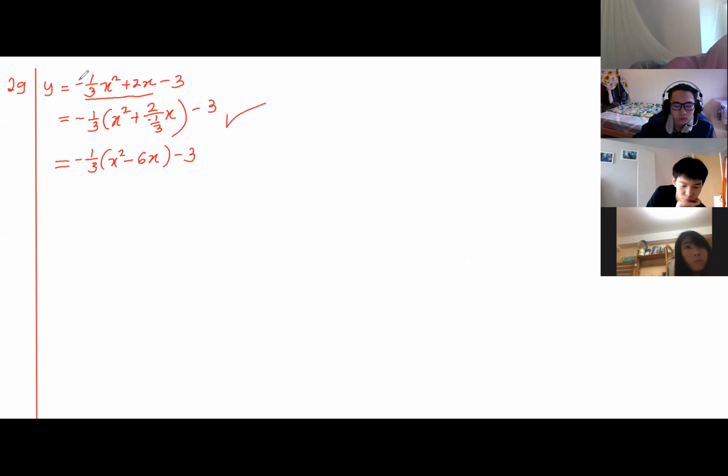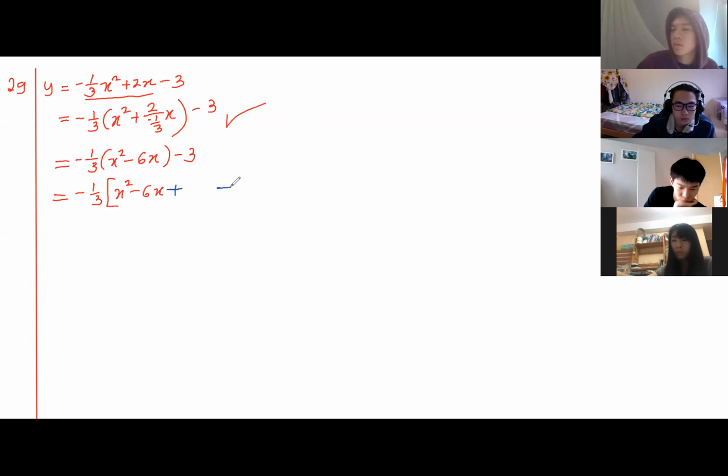Now we do the completing the square within the bracket and open the bracket later. Minus 1 over 3. Now I use a square bracket because I'm going to need a bracket inside brackets. So I have x squared minus 6x. I'm going to be adding something and subtracting it. So what is that thing I'm going to add? Half of minus 6 is what? Minus 3. So I'm going to have minus 3 squared added and removed immediately, because we do not want to change the question.